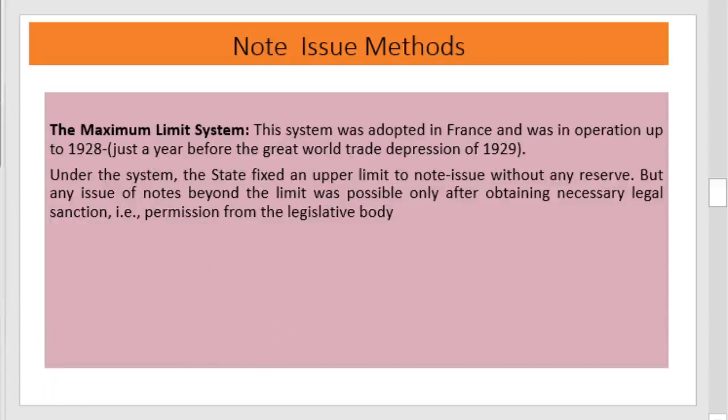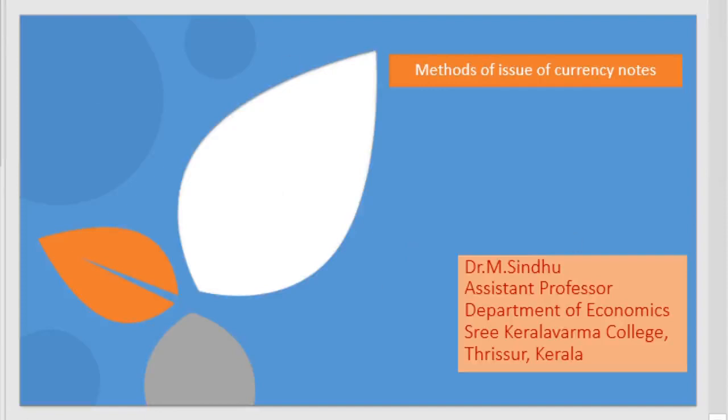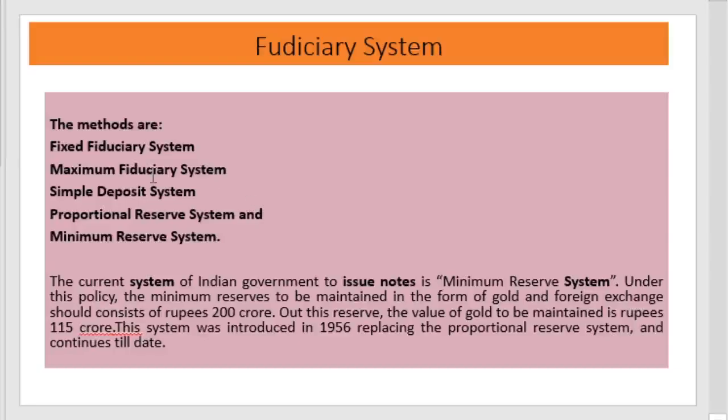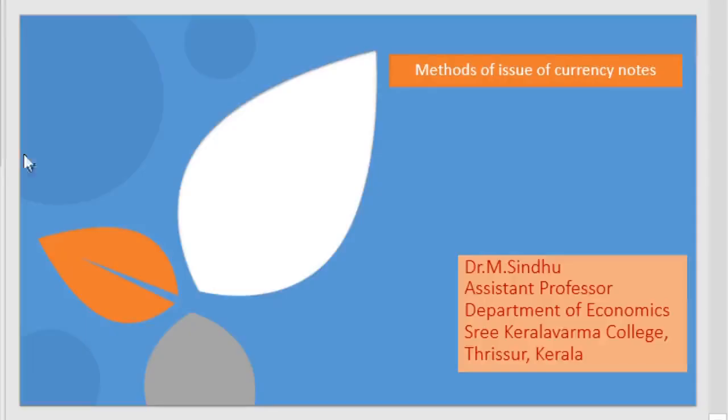These are the various methods of issue of currency notes. A brief description is given here. Therefore, the important methods are the fixed fiduciary system and the maximum fiduciary system. These are without reserves of gold. The simple deposit system requires the maximum or full reserves. Proportional reserve means a proportion of gold and securities. A minimum amount of reserve is required to maintain the issue of currency notes in the country. So these are the important methods of issue of currency notes.